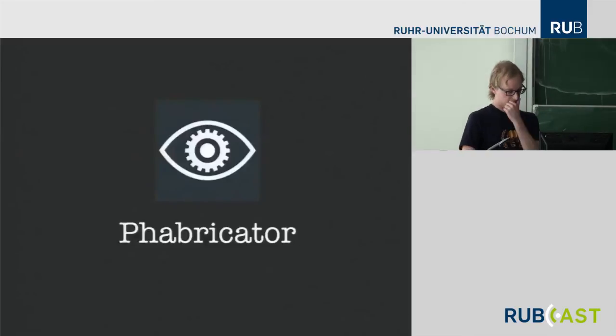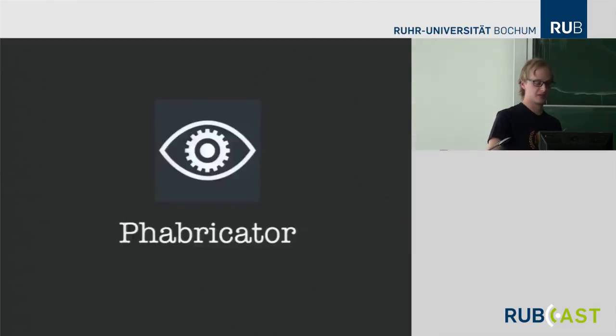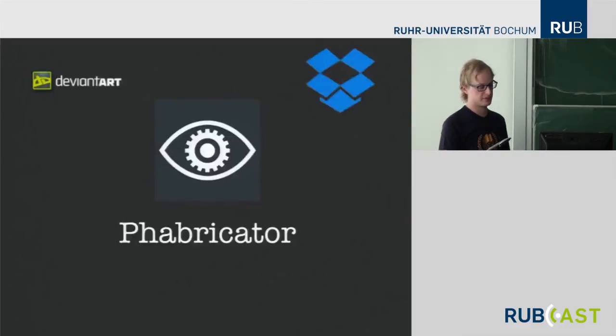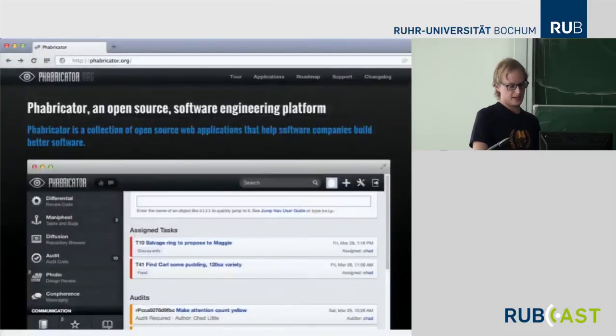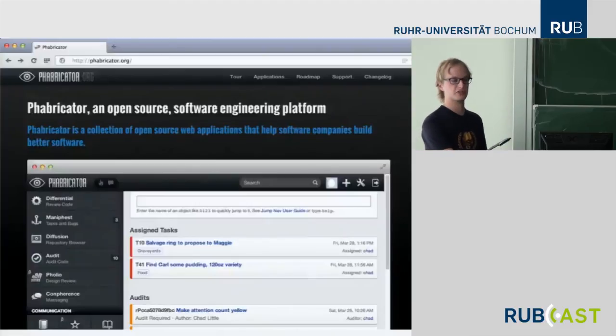OK, let's try another real-world vector. Has anyone heard of Phabricator before? Show of hands. No one? OK, that's OK. It's an open source project by Facebook. And they use it internally for their own projects, as well as some other big companies like DeviantArt, Dropbox, Asana, and Facebook themselves. They call it a software engineering platform, and it's kind of similar to GitHub, really.